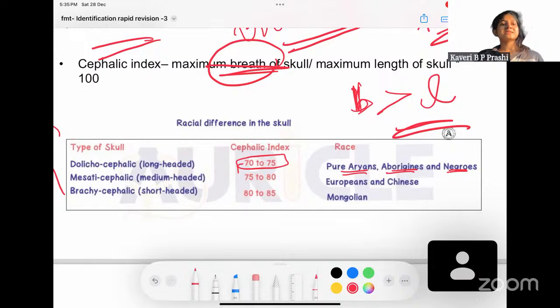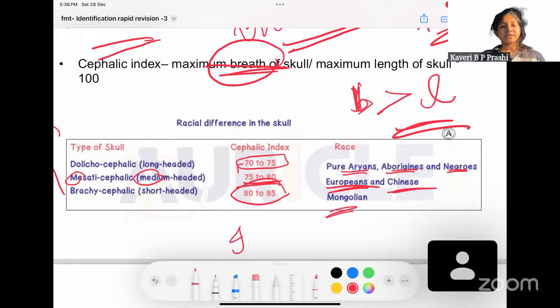Then you have mesocephalic, which are the medium-headed. How to remember this? M for M, medium-headed people, the mesocephalic, from 75 to 80. Remember that all these cephalic index ranges start from 70 and you add 5: 70 to 75, 75 to 80, 80 to 85. So the middle, 75 to 80, comes under medium-headed or mesocephalic. Who are here? The Europeans and the Chinese. Then we have the last one, short-headed or brachycephalic, which has a cephalic index of 80 to 85. And who comes here? The Mongolians.